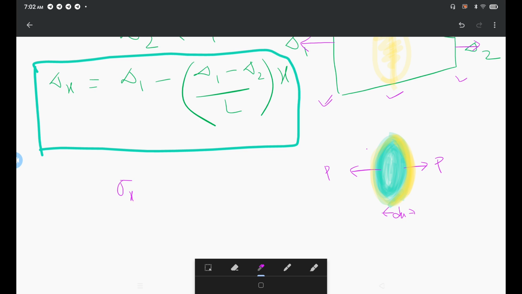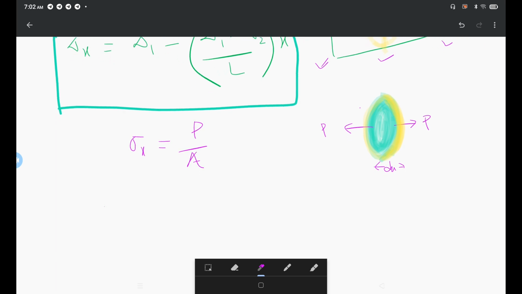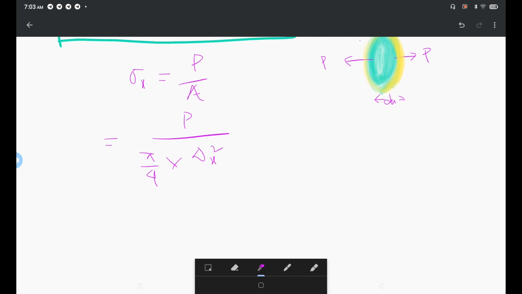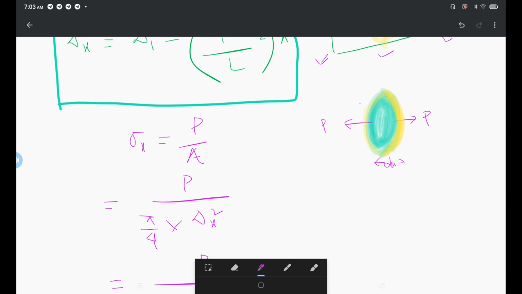Sigma x is P upon A. This will be P upon pi by 4 into dx square. This is the area. Therefore, sigma x is equal to P upon pi by 4 into dx square.